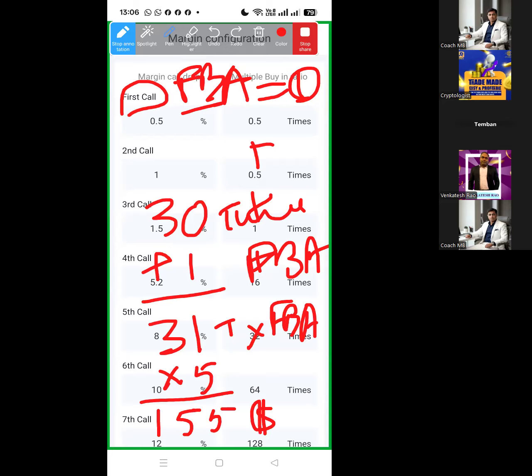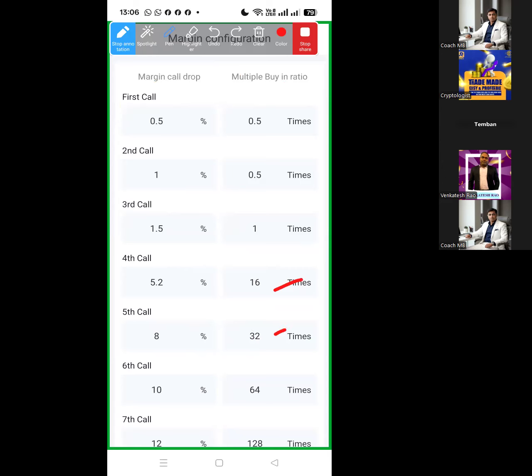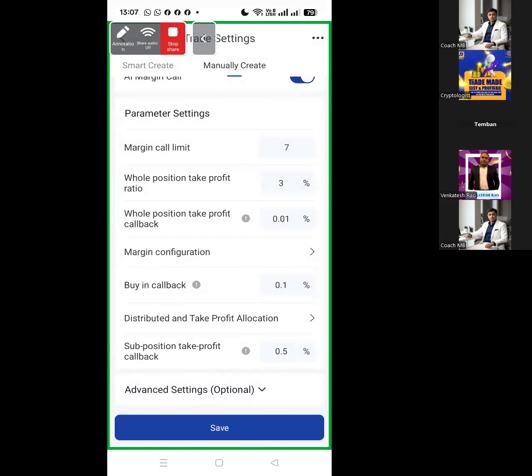So this means that after you have put all the numbers here, you must calculate how much capital is required to buy this coin in all these margin calls. You cannot put like this, like you have seen the default strategy that is going to buy 16 times, 32 times, and 128 times. You can use this also, but only if you have the sufficient capital that is required for you. If you have a small capital, you must change all these figures and calculate how much is the total capital that can be used in this trade.